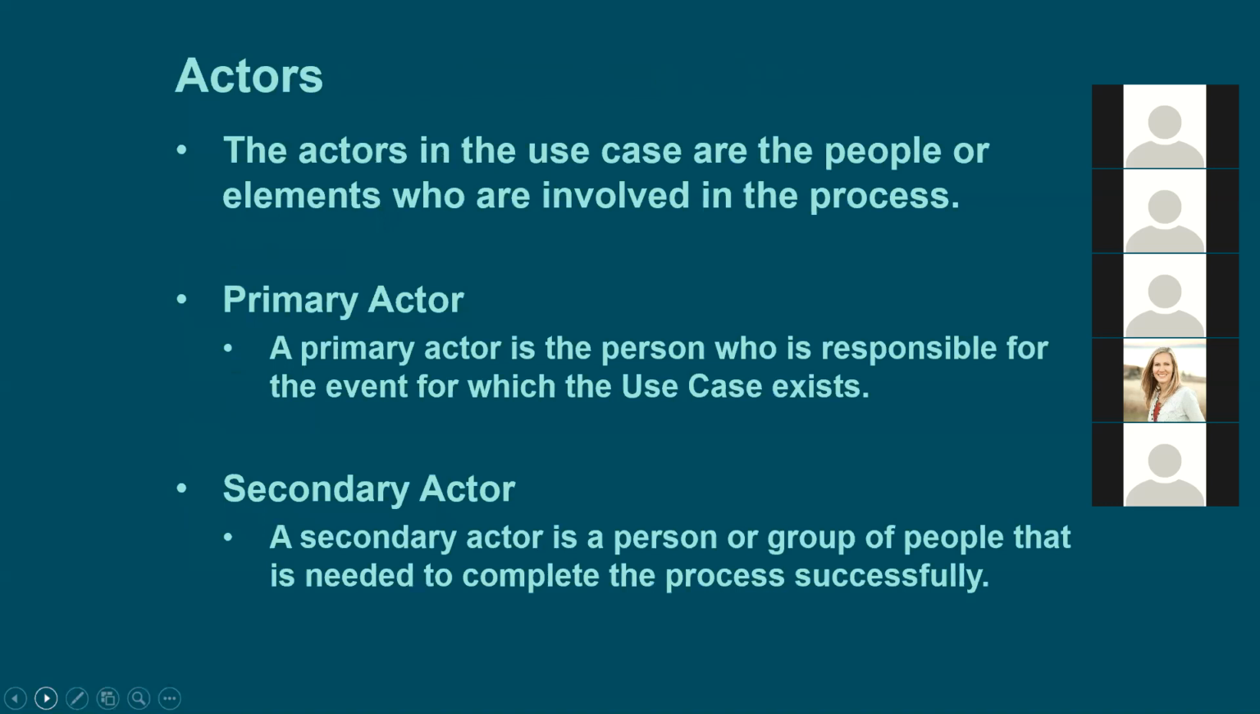So, actors. This is just a rehash of what Ryan already talked about, but basically you have two types: the primary actor and the secondary actor. The primary actor is the person who's responsible for the event for which the use case exists. Secondary actors are a person or group of people or an object that is needed to complete the process successfully.